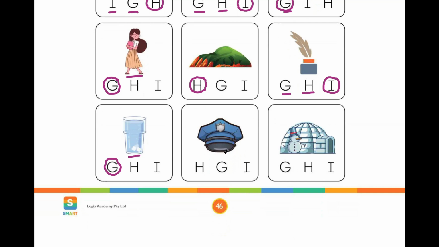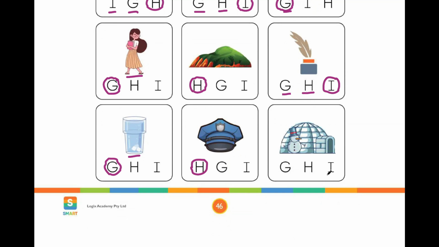Now let's move towards another picture. Here we can see the police hat, and the first alphabet of the word hat is H. So we would circle this H alphabet, and the sound of the H is her, hat, her, hat.